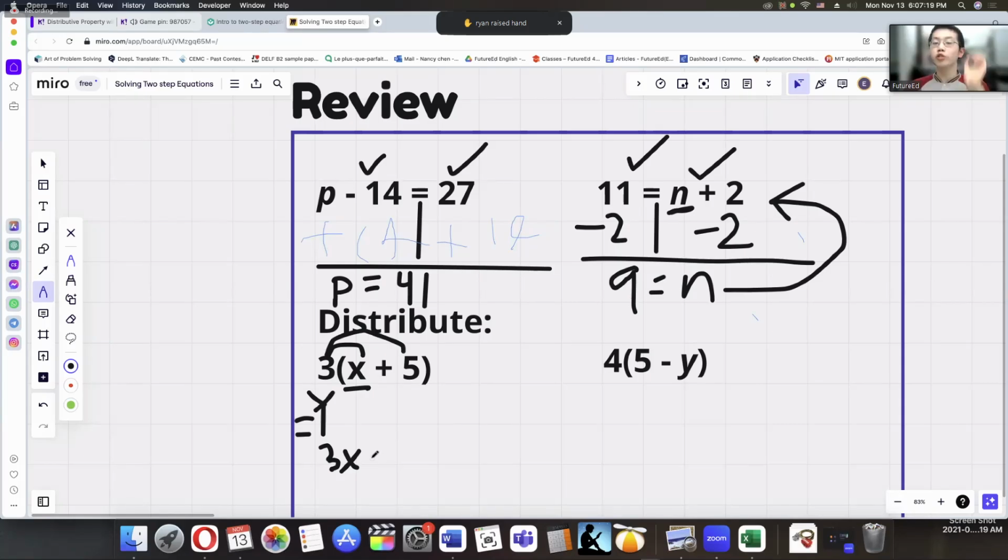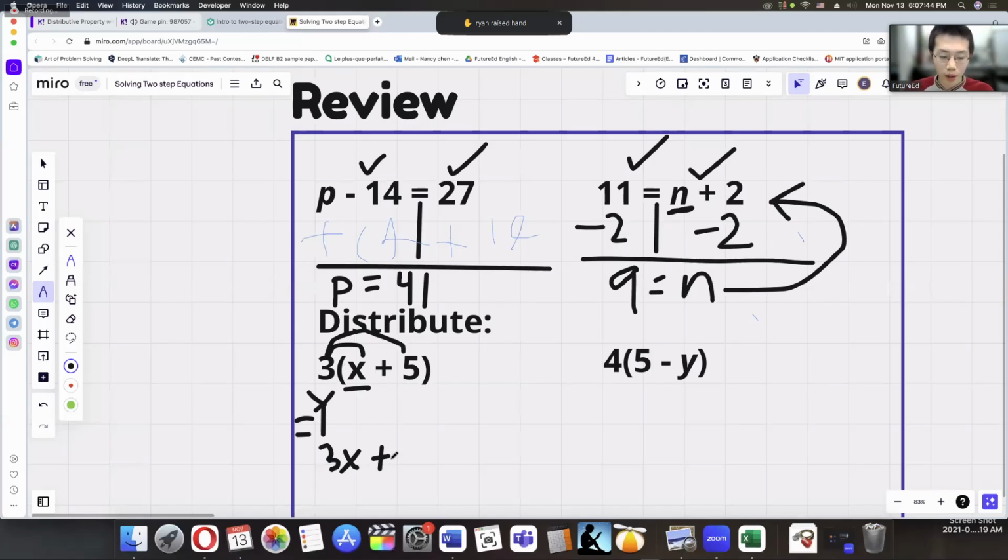I said we are shooting Angry Birds. Assume you have the slingshot at the 3. You shoot an Angry Bird at the x, so is it 3x plus 3 times 5? Exactly. So it's 3 times x plus 3 times 5. We're basically shooting Angry Birds at 2 towers, a variable and a number. Each variable or number is a tower, and you're shooting an Angry Bird at each tower.